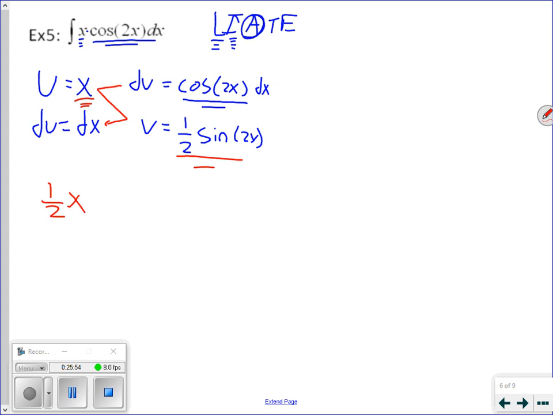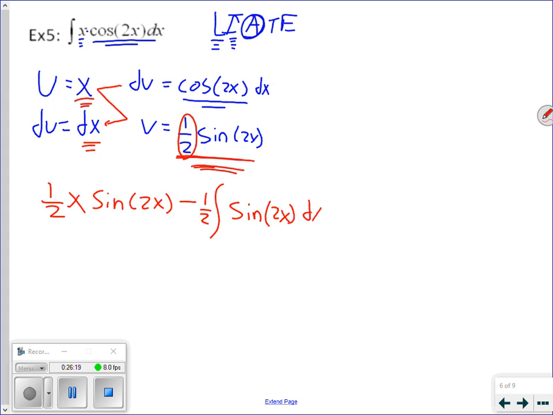Constant first, then variable, then trig. But that's up to you. That's just a personal thing. So there's uv minus the integration of v du. So this is v, this is du. I'm going to go ahead and take the 1/2 out as a constant, if that's okay. And I'm left with sine of 2x dx.